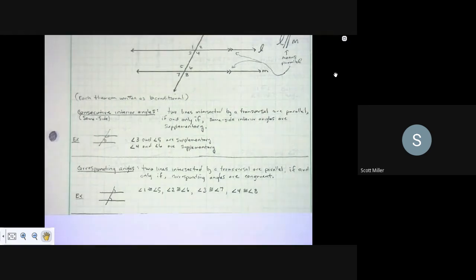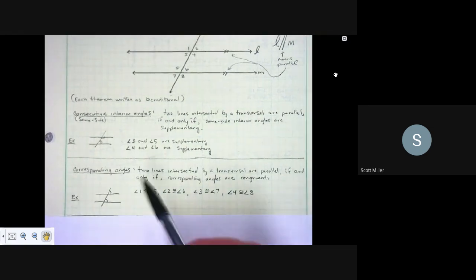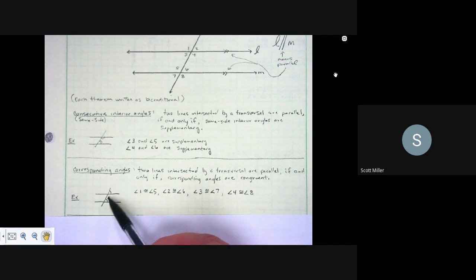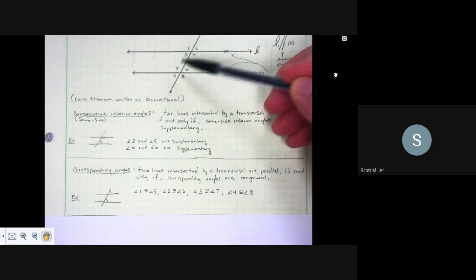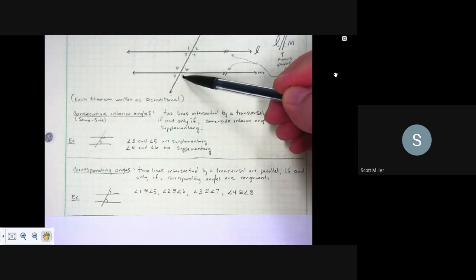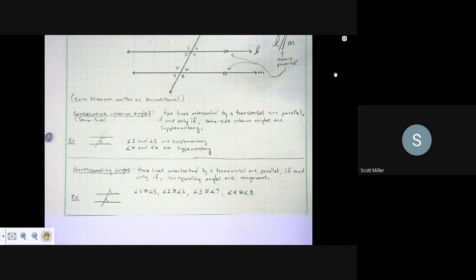Here's another one. Corresponding angles. These are angles that are on different parallel lines, but in the same position. So based upon our picture up here, we know that 1 and 5 are congruent, 3 and 7 are congruent, 2 and 6 are congruent, and 4 and 8 are congruent. They're in the same position, but on different parallel lines.